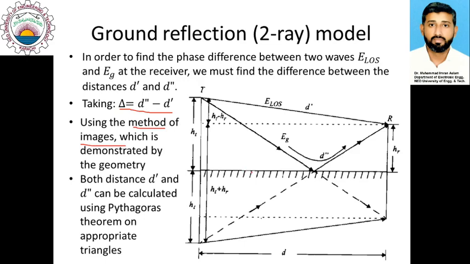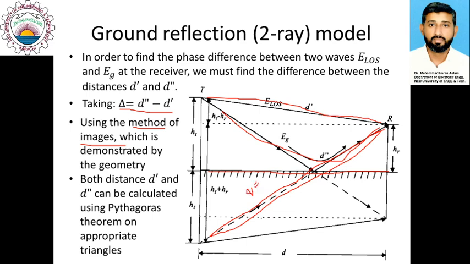Here you can see this horizontal line represented here is actually the ground, and this entire geometry is replicated below the ground. So at the ground you can see the mirror image here. The d prime distance is the same, which is shown here, and d double prime, which is actually represented by this reflected path, becomes equal to this direct length distance here. You can see this entire distance is actually d double prime.